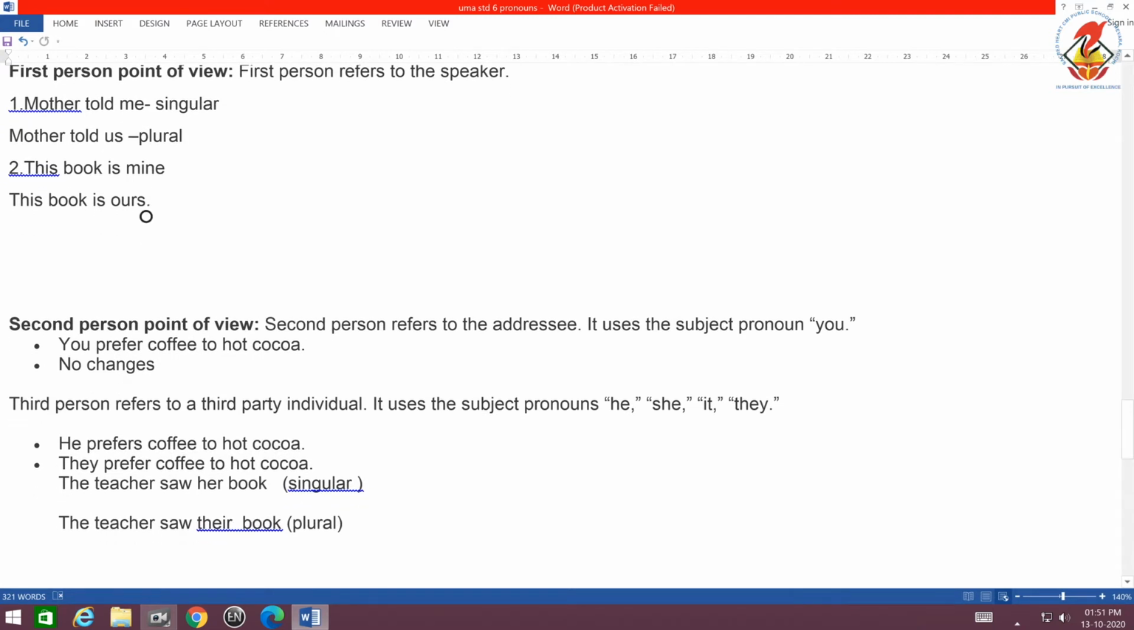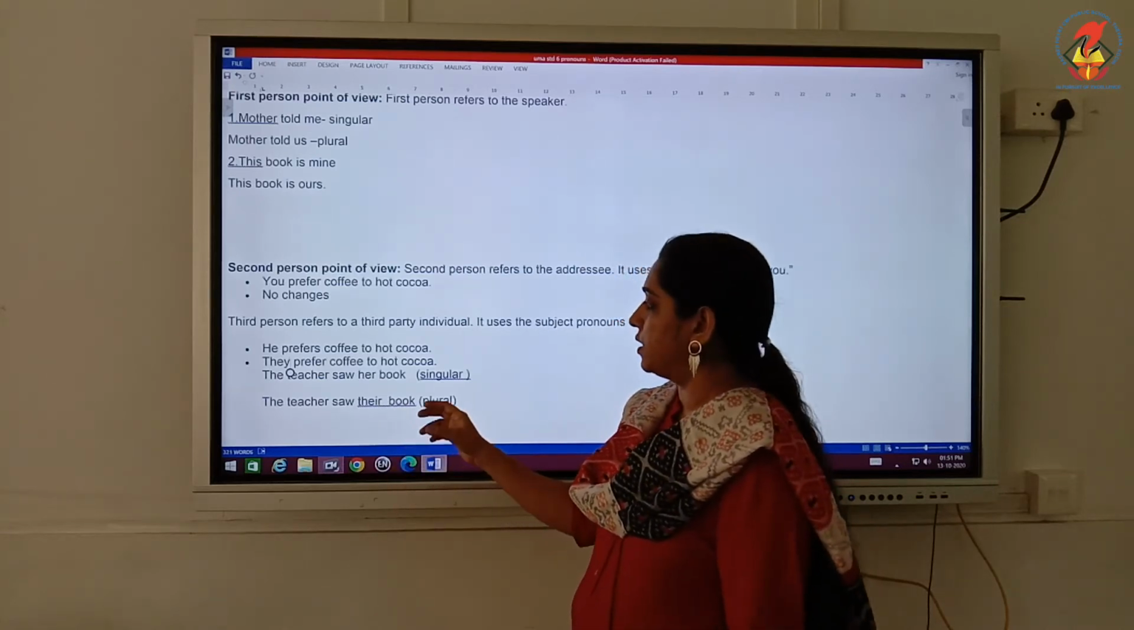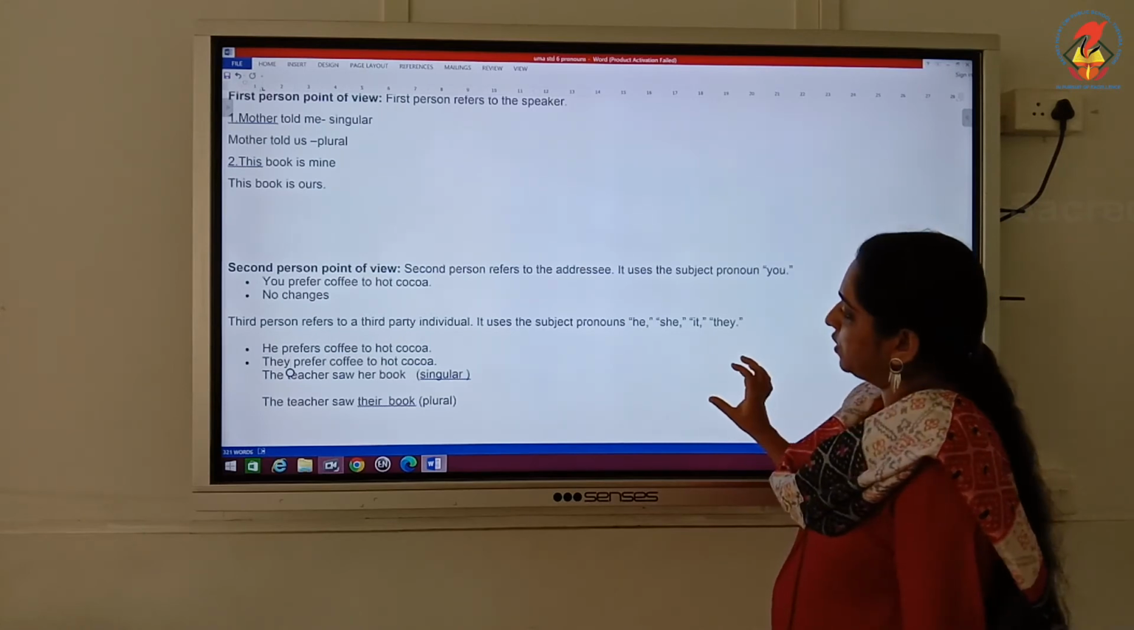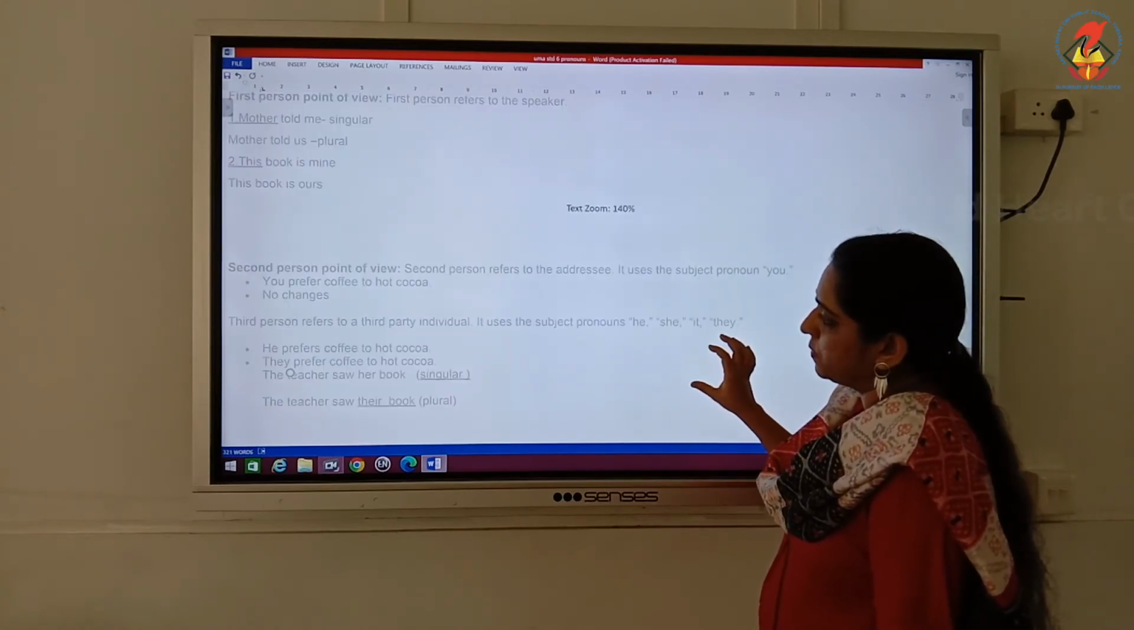See, he prefers coffee to hot cocoa. Change that to plural. He becomes they. He or she becomes they. Then, the teacher saw her book. Her becomes their book. You don't have to think about any genders in the case of their. Okay, their means it can be a boy or a girl. So, this is how you change singular to plural when you talk about personal pronouns.